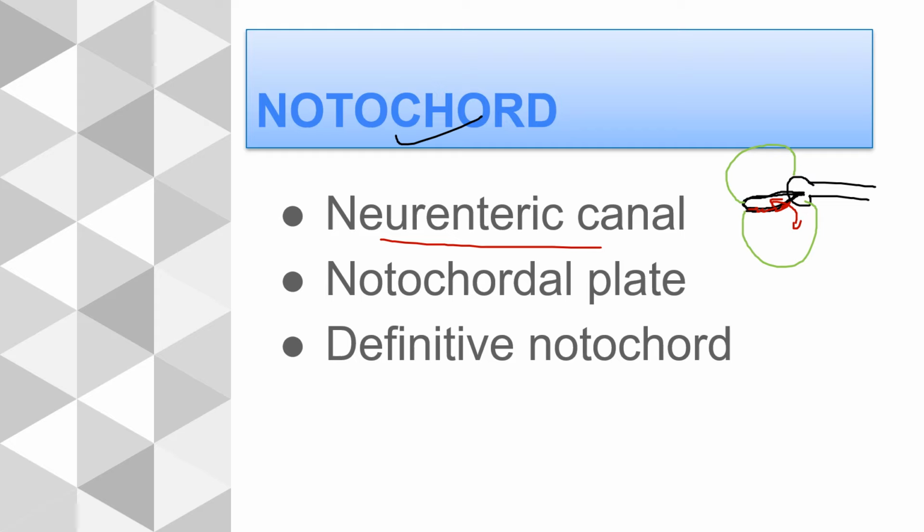So it is appearing like one plate. So this will now be called the notochordal plate. And then that will be replaced by the solid cord of cells, that is the notochord, between the amniotic cavity and the yolk sac, which will be called the definitive notochord. So these are the stages in the formation of the notochord.